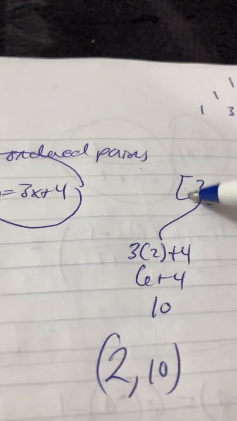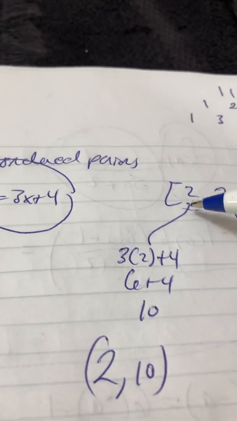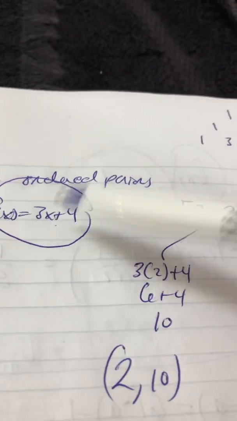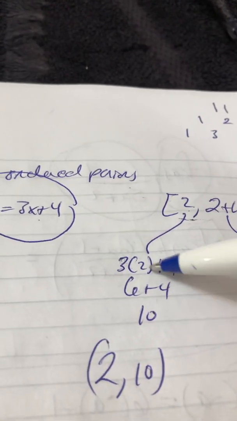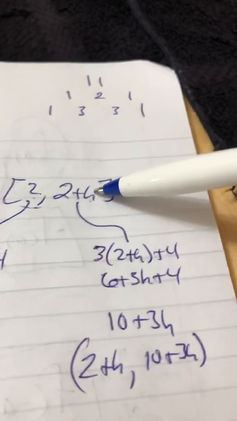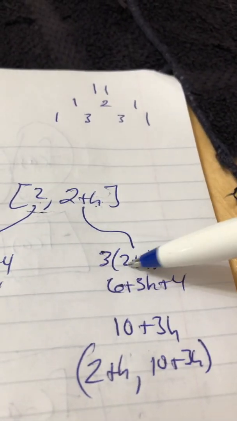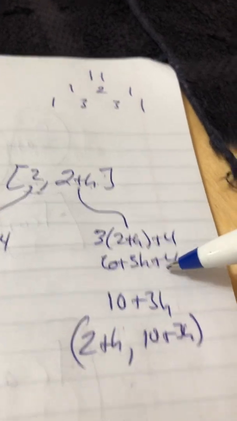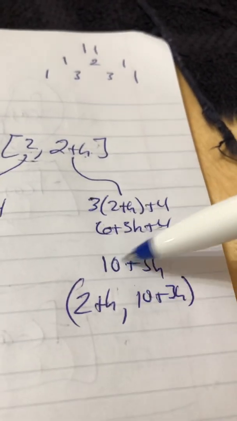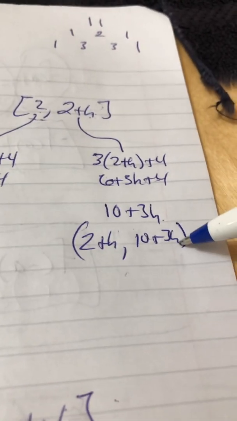And what you'll do is you'll figure out what 2 generates, so you plug 2 into the expression and you get 3 times 2, so that's 6 plus 4 is 10, so you have the ordered pair 2, 10. And then you figure out what happens when you plug this point in. Well, this point is 2 plus h, so you distribute your 3 and you add your 4's and you get 10 plus 3h. And so your ordered pair is 2 plus h, 10 plus 3h.